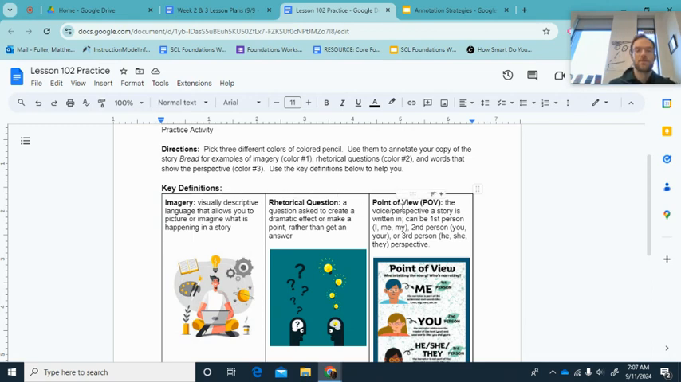Imagery, rhetorical question, and point of view are the 3 elements that we're going to be discussing or looking for as we annotate the story.